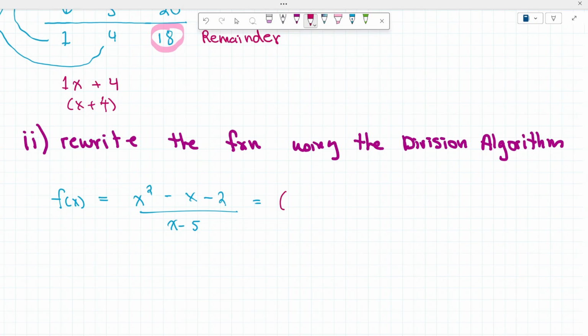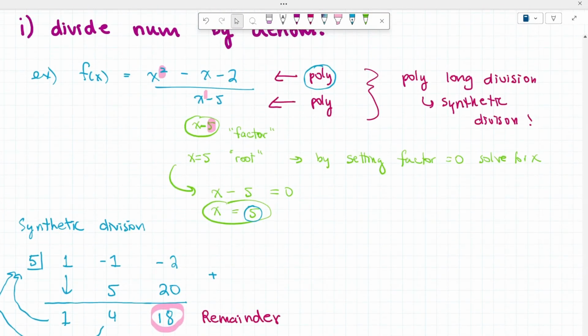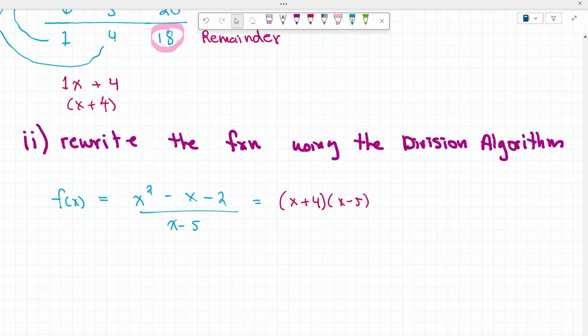So that means that this quadratic function here, x squared minus x minus 2, can be rewritten as the multiplication between x plus 4 multiplied by x minus 5. Remember, because we divided by x minus 5, right? Right over here. So x plus 4 times x minus 5. And then now we had a remainder of 18. So then we have to add our remainder. Okay, so now we've rewritten our function.